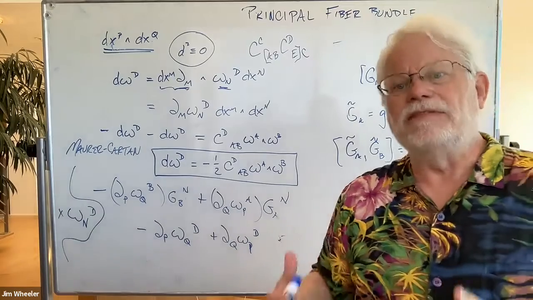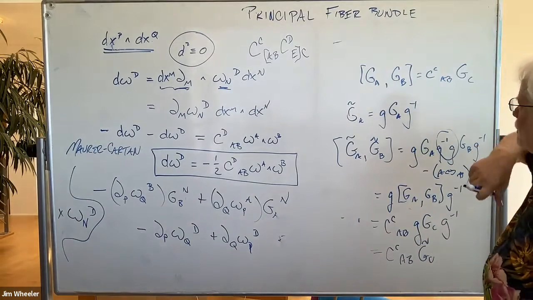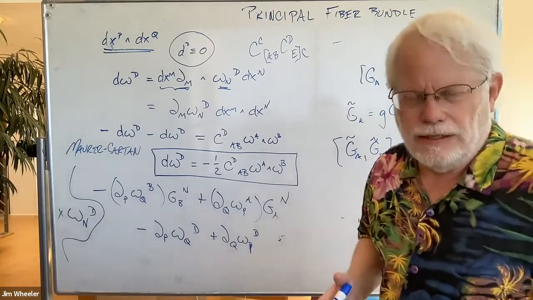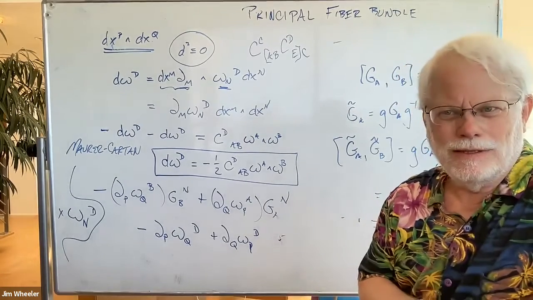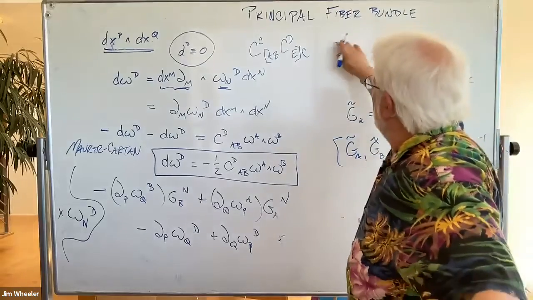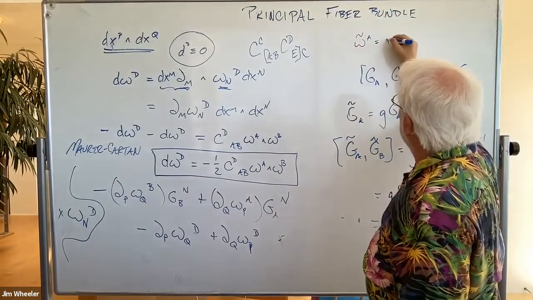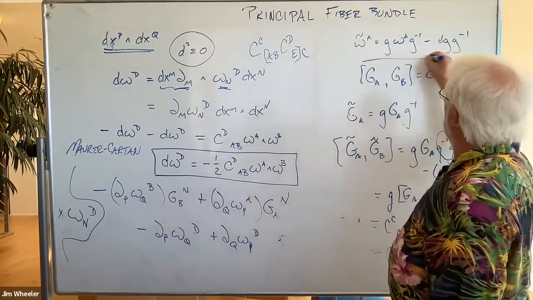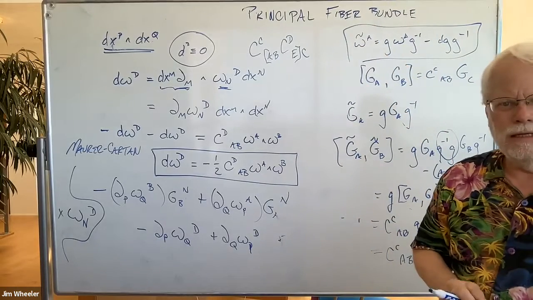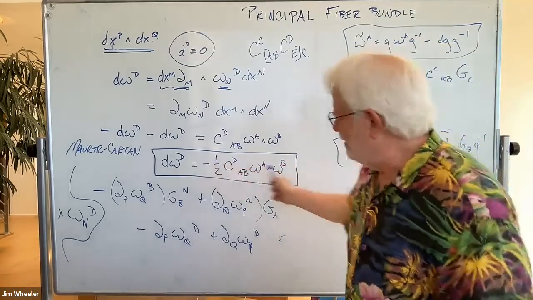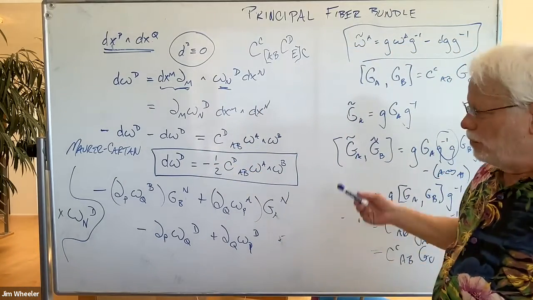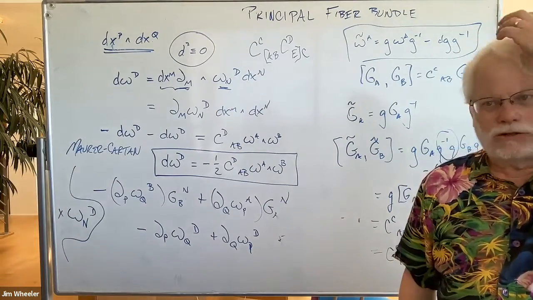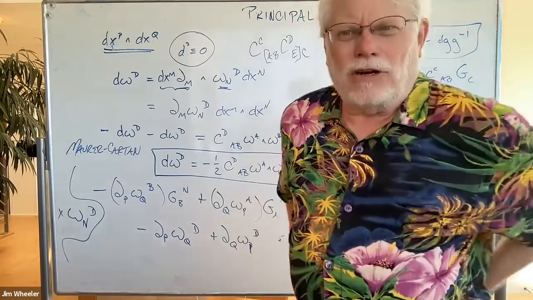So the Lie algebra is invariant under the group. Now, we can ask, if we do such a group transformation of g, what happens to omega? I'm not going to run through the proof today, but omega tilde is g omega g inverse minus dg g inverse. It transforms exactly as a connection. So not only have we got a nice two-form expression for the Lie algebra, we now have a connection on the group manifold. It's called the Cartan connection.